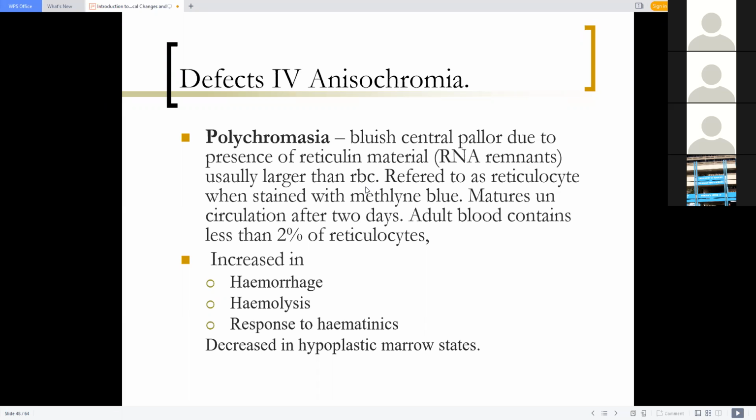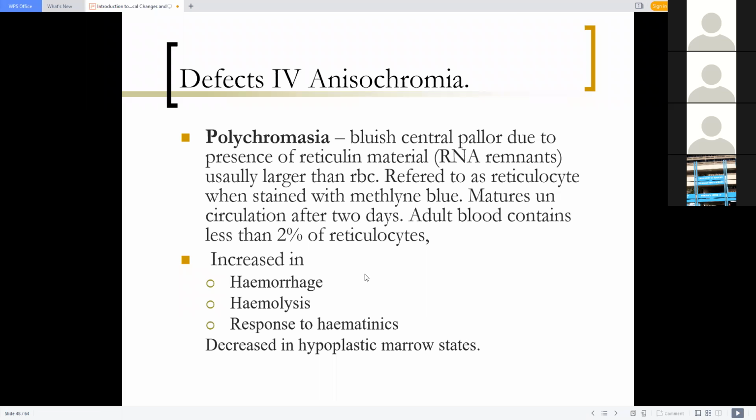And then again, in treatment of, let's say, iron deficiency anemia, when you give patients iron as part of the treatment, then you get the appearance of reticulocytes or polychromatic cells in peripheral circulation. All right, and we know that in aplastic anemia, where the red cell line is hypoplastic, it doesn't have enough red cell precursors, for example, then you get a reduced reticulocyte count.